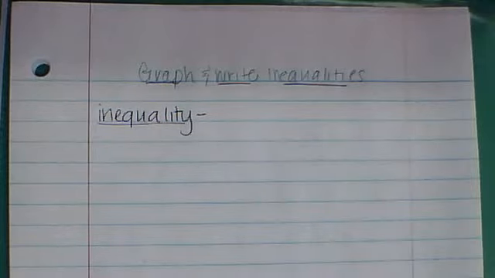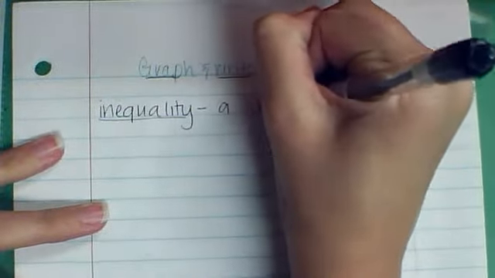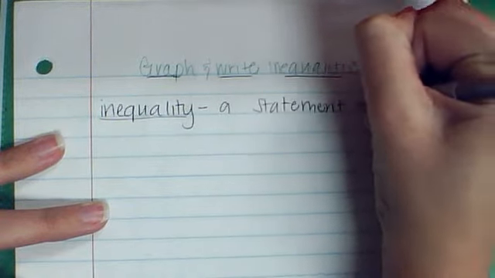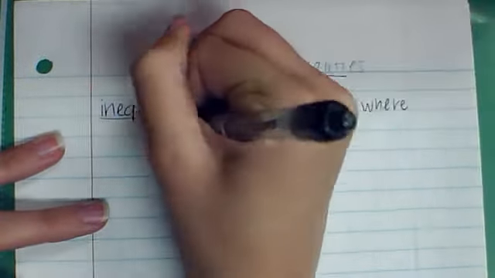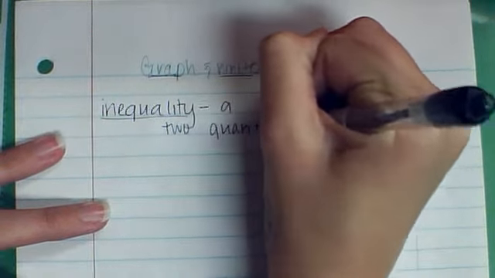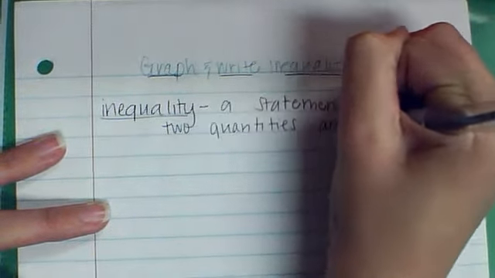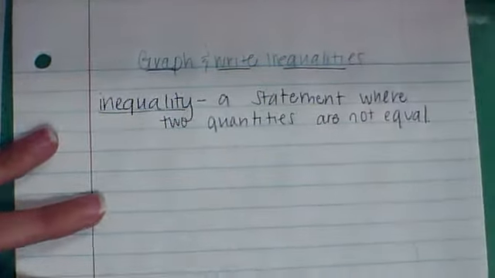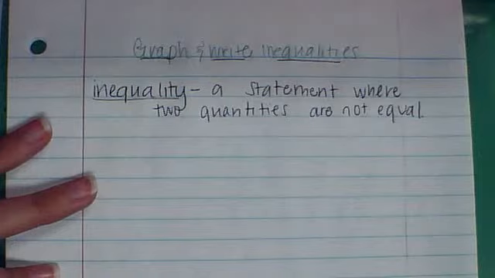Okay, today we're going to learn about how to graph and write inequalities. Let's start with the definition. An inequality is a statement where two quantities are not equal. Okay, a statement where two quantities are not equal.